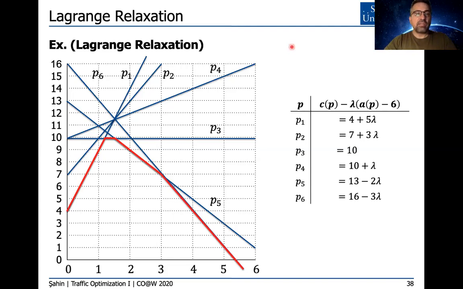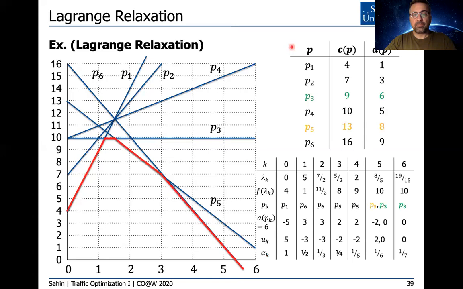Can we solve our example constrained shortest path problem? Yes, we can. We can do that with the subgradient algorithm. Let's start at our initial value lambda equal to 0. At lambda equal to 0, we see that the tight path is path number 1, and the corresponding objective function value of the Lagrange relaxation is equal to 4. The slack value here is -5, and the subgradient value is 5.